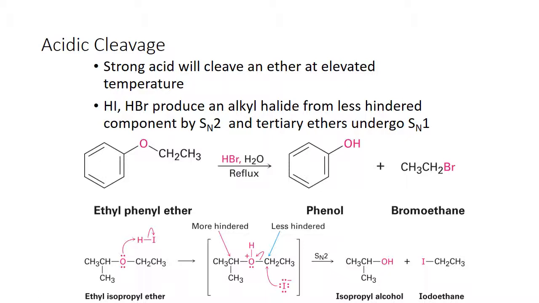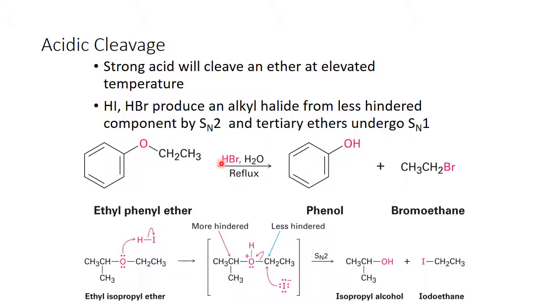Ethers will undergo acidic cleavage. How do we cleave them? We cleave them with a strong acid, and typically we choose a strong acid that has a good nucleophile on it. Why? Because some of these reactions go through an SN2 reaction, and some go through an SN1, and we're going to see how to differentiate between which one is occurring.